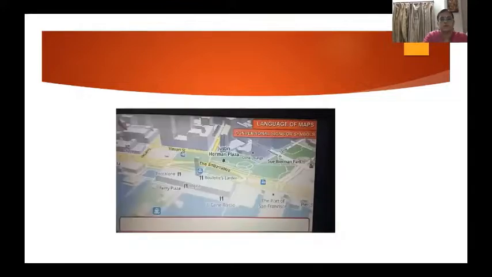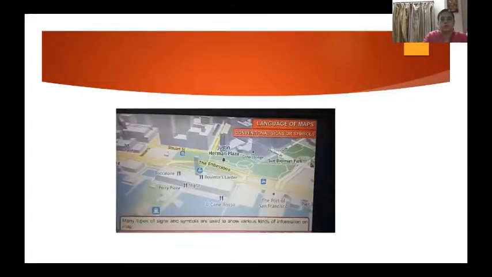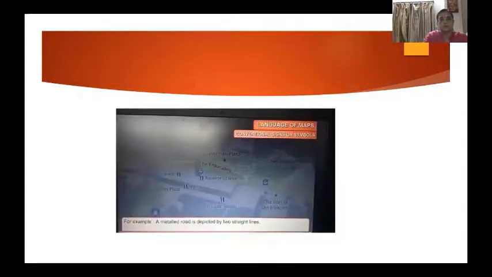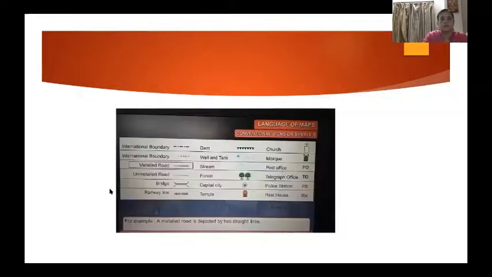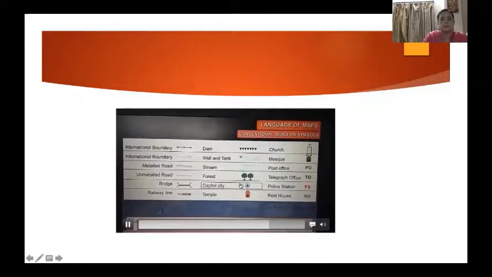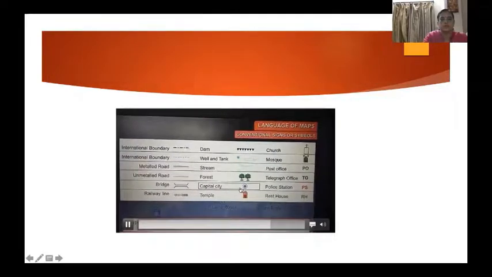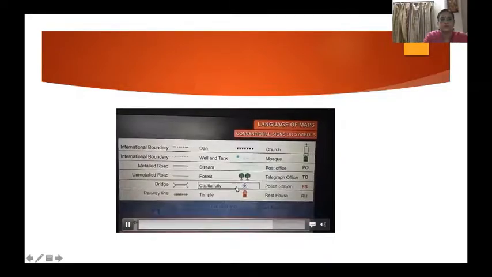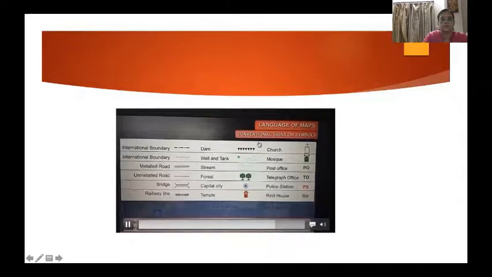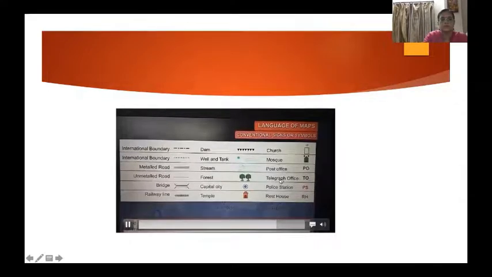Conventional signs or symbols. Many types of signs and symbols are used to show various kinds of information on a map. For example, a metal road is depicted by two straight lines. A capital city is marked on a map by a small circle enclosed within a bigger circle. If we memorize these conventional symbols, they help us to read information given on maps. Colors.